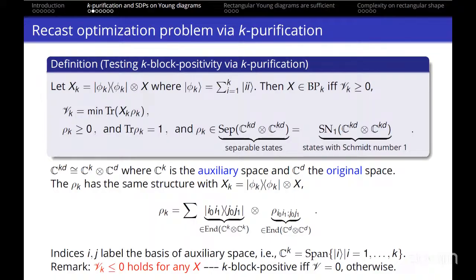I cannot understand why you need to consider this. So still I cannot understand. So then testing K-block positivity via K purification. Testing of K-block positivity. The state is a target. X is... you want to check whether X belongs to BPK or not? Yes.